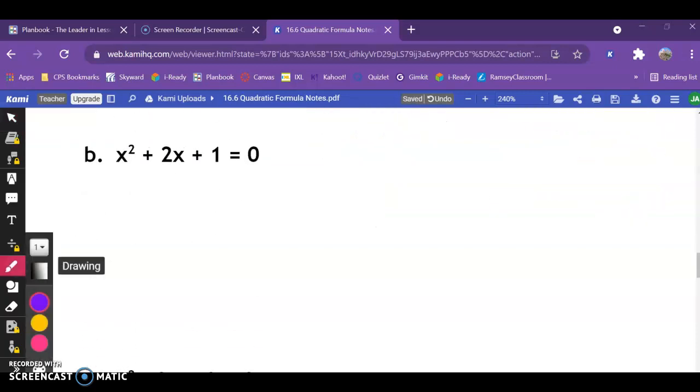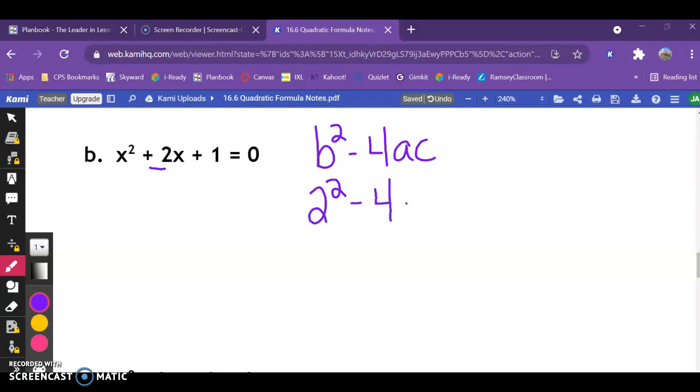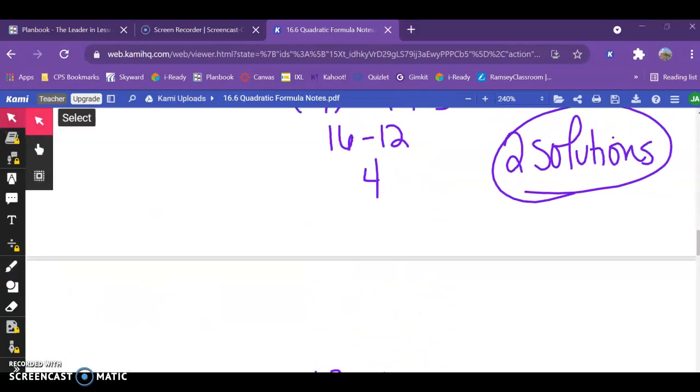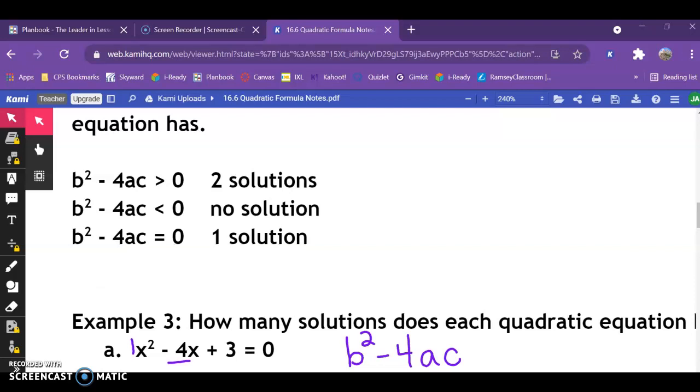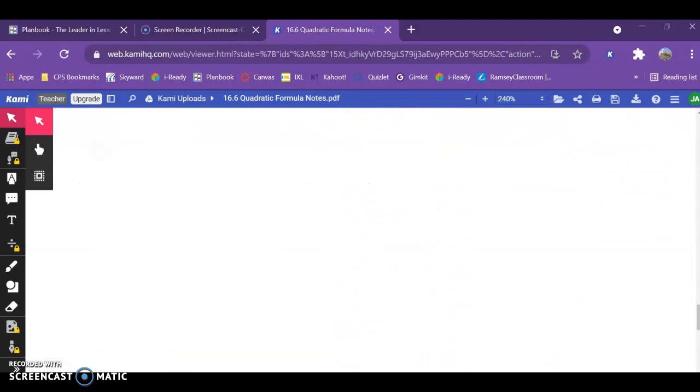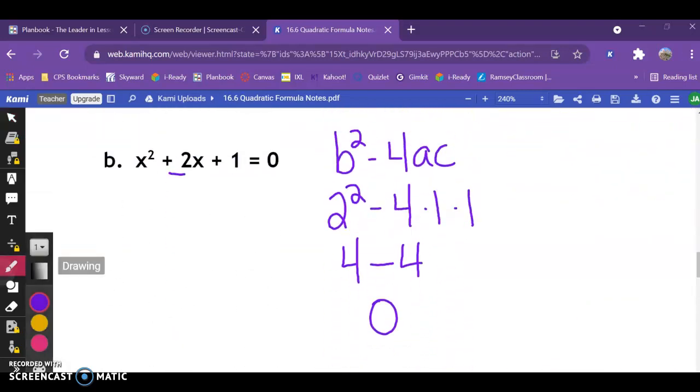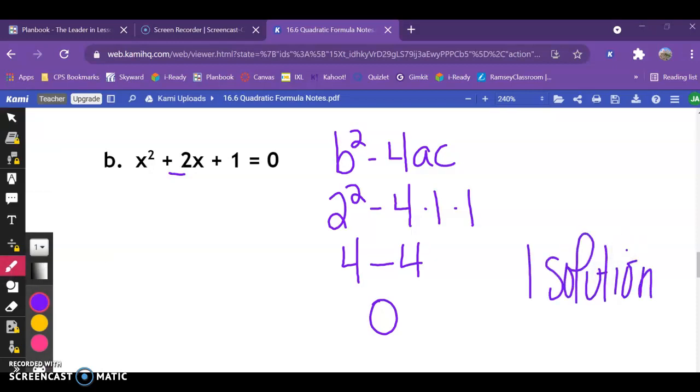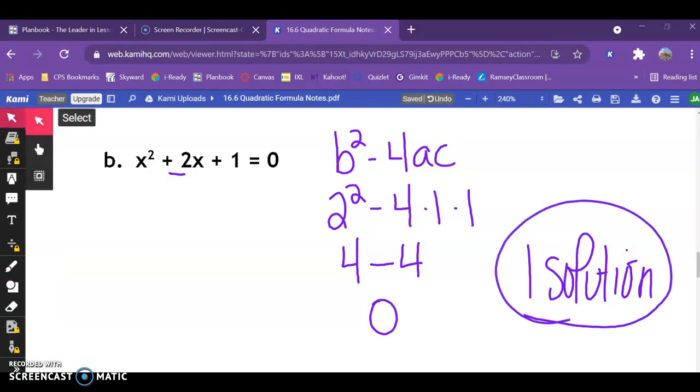Now this one, b squared minus 4ac. b is 2. So 2 squared minus 4 times a is 1, and c is 1. So 2 squared is 4 minus 4 times 1 would be 4. So 4 minus 4 is 0. So when you get a 0, it says exactly equal to 0 is 1 solution. So this one has 1 solution. So this means this parabola sits on the x-axis.